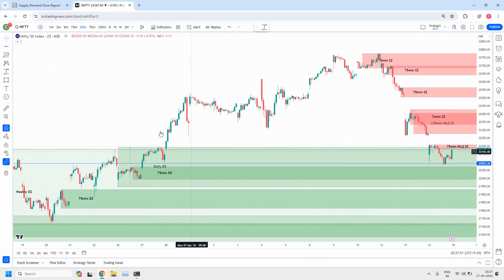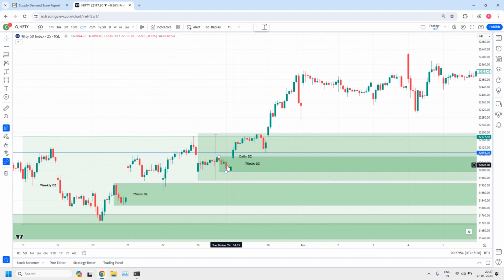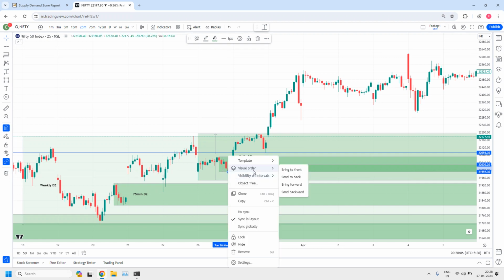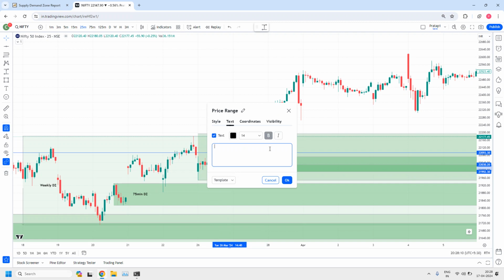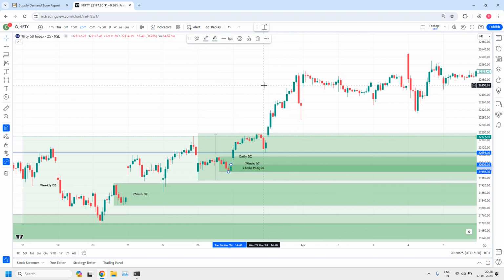So here, see these two base candles. This is a high liquidity zone. That was the reason why there is a strong order flow here. So this is a 25 minutes zone. Probably this could also be a 15-minute zone, because many times we see 15 and 25 minutes zones will be identical.